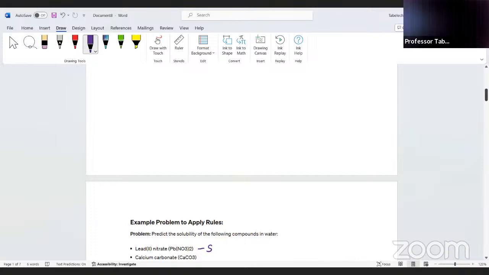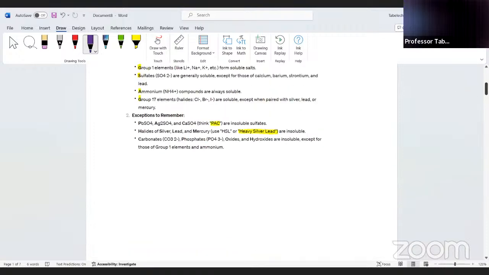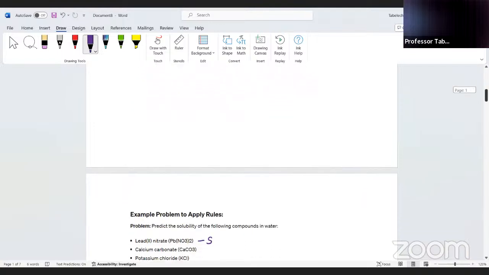And maybe y'all don't know, so I'm going to help you guys out. Since we were looking at the rule for calcium carbonate up here, we saw where it says carbonates are insoluble except for those of group 1. Well, calcium is not a part of group 1. So maybe that one is insoluble. So I'm going to put an I there for that one.